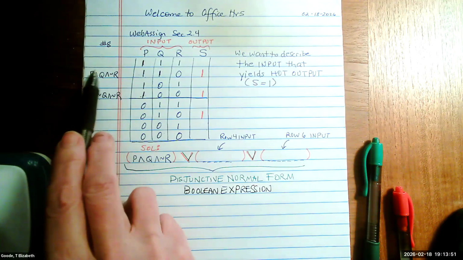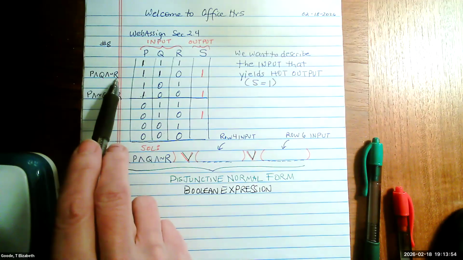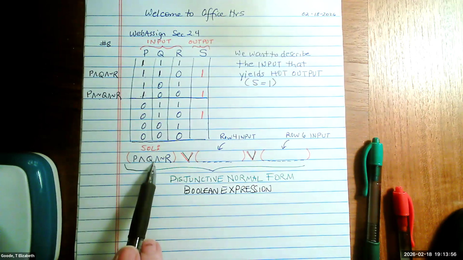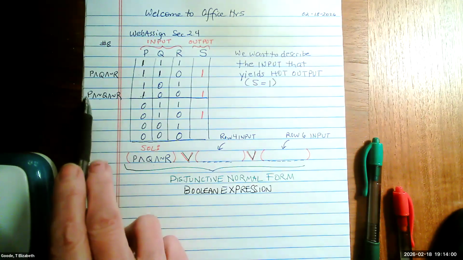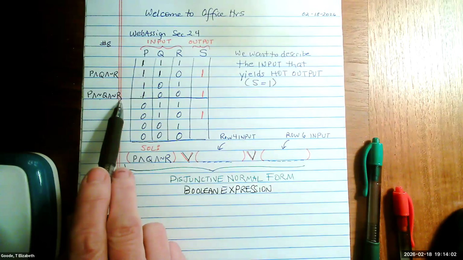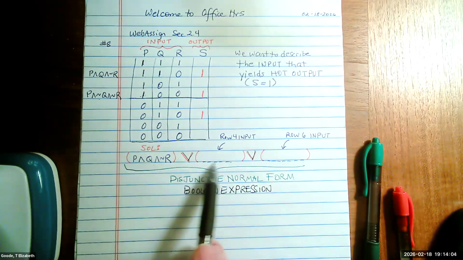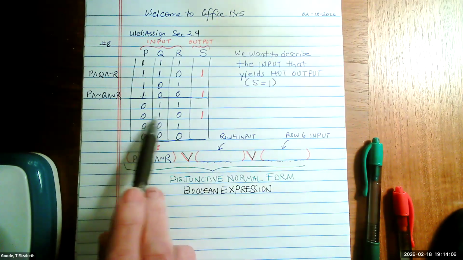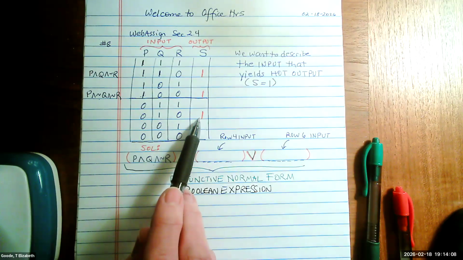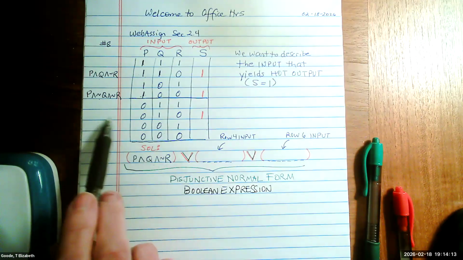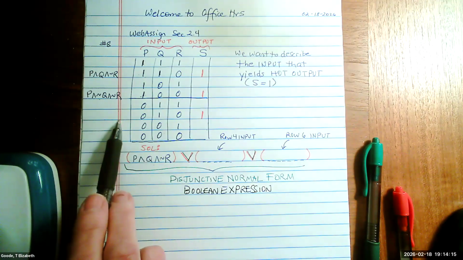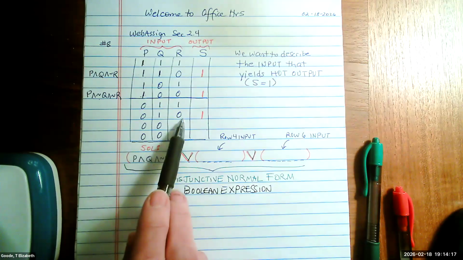But if this first input P and Q and not R happens, or if this second input is what is being input, write that here, or the third input is what's being input here in row 6, I'll let you write the expression for the input for row 6.